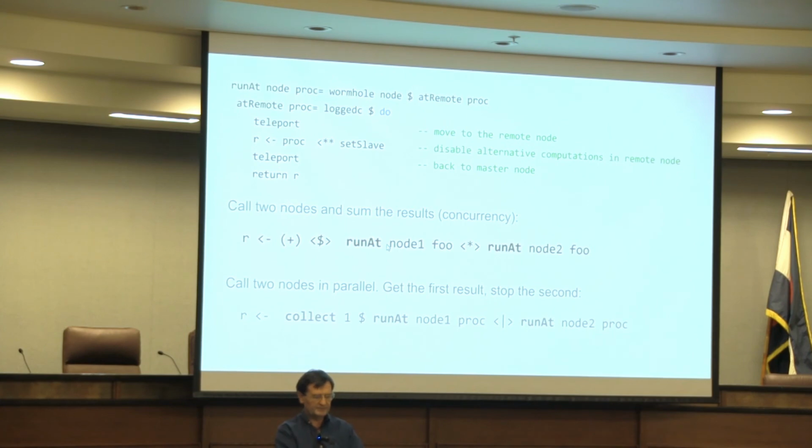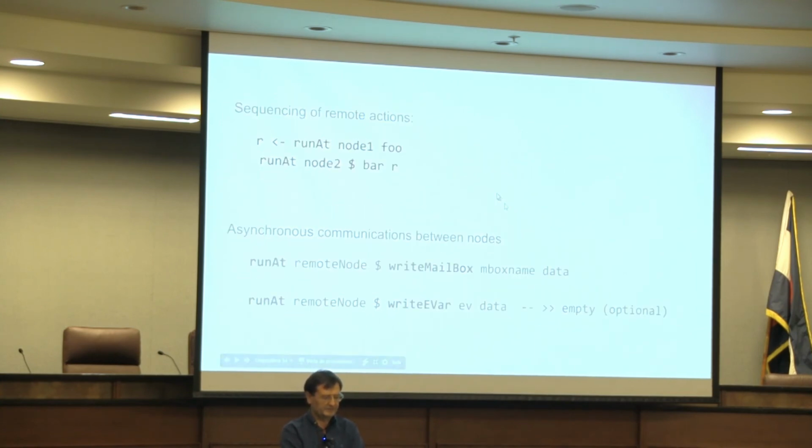So we can do exactly the same combinations as in a non-remote application. This is a curious combination in which we have two alternative computations, and we discard the second. So we get the first result, and the other is killed. We can sequence remote computation the same way.